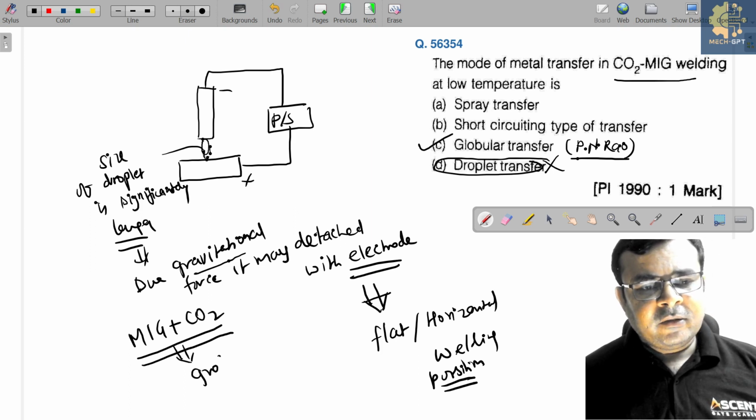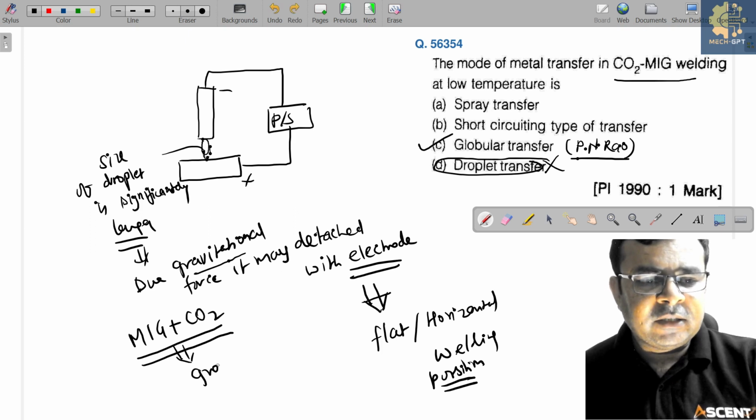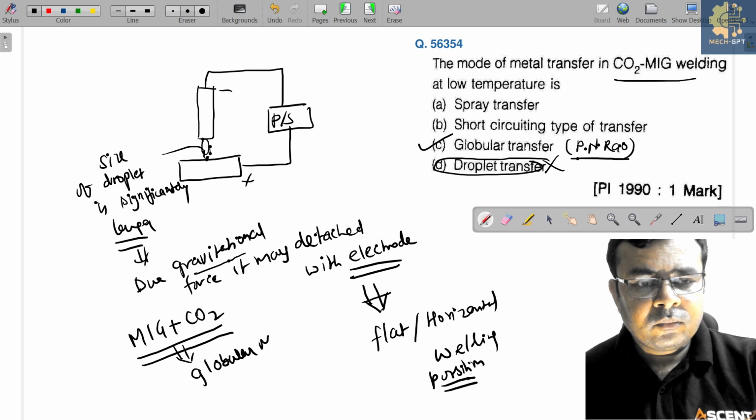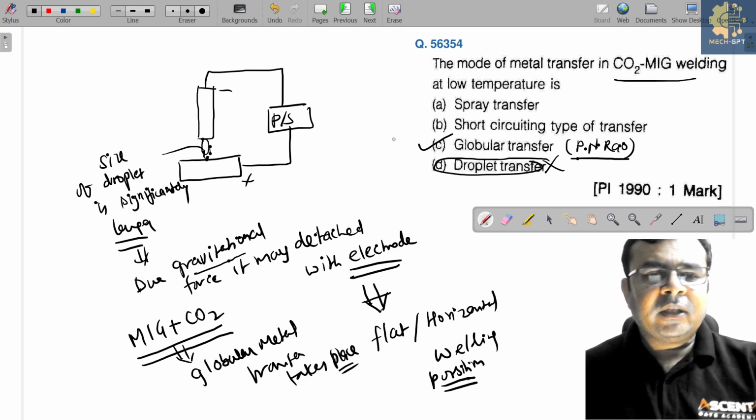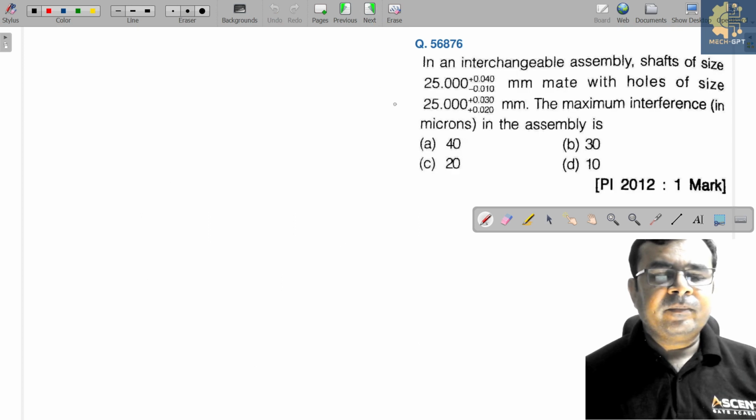takes place. Globular metal transfer takes place. Is it clear? So the correct answer is option C.